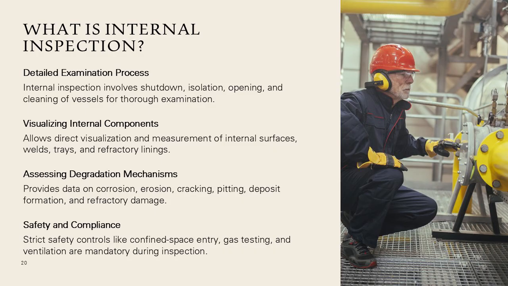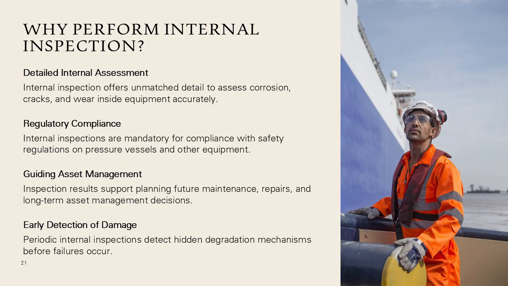This slide explains that internal inspection provides a level of detail and certainty unmatched by external or on-stream methods. Internal inspections allow engineers to accurately assess internal corrosion morphology, detect cracks, identify erosive wear, evaluate weld quality, measure pitting depth, and inspect internals such as trays, demisters, and baffles. These inspections confirm or challenge previous predictions made by RBI models and corrosion monitoring tools.